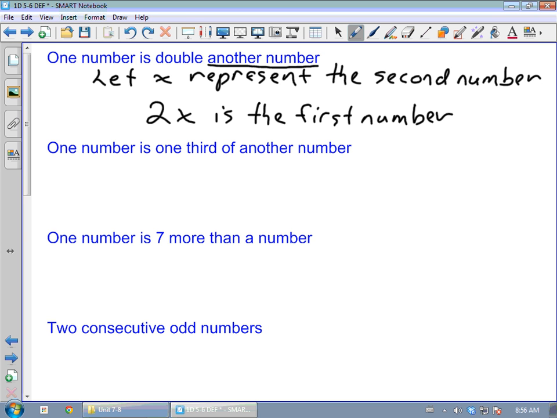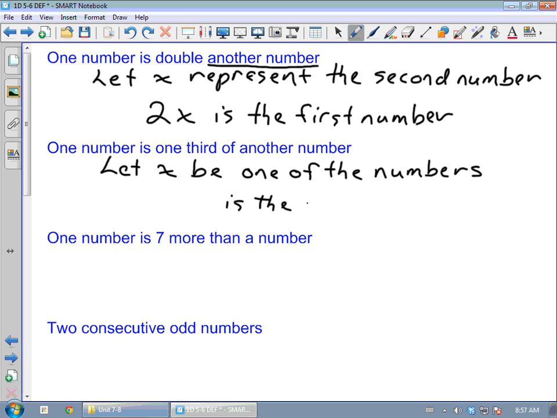Same sort of thing here. One number is 1/3 of another number. We can again start the same thing. Let x be one of the numbers. What is the other number going to be if it is 1/3 of the number that we've chosen to be x? We see that 1/3, what operation are we thinking about here? What are we going to divide by? Yeah, so x divided by 3 would be the other number.